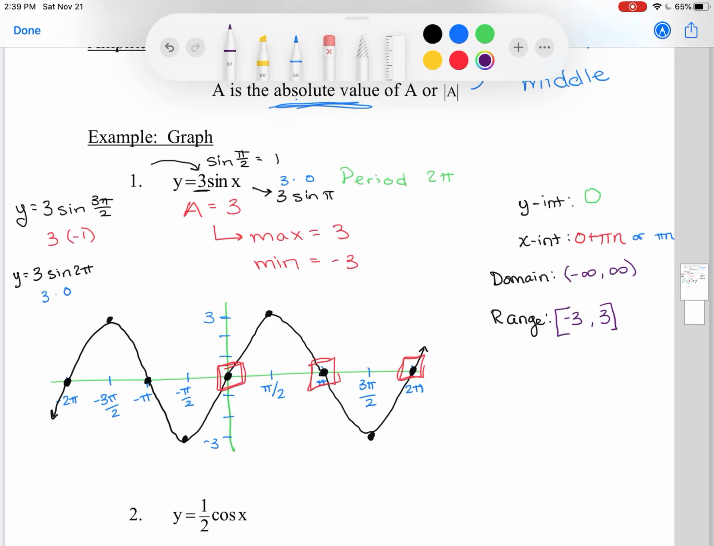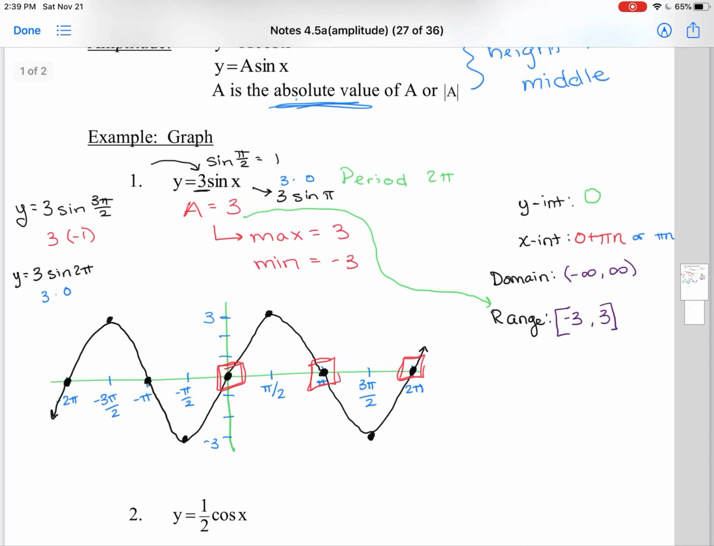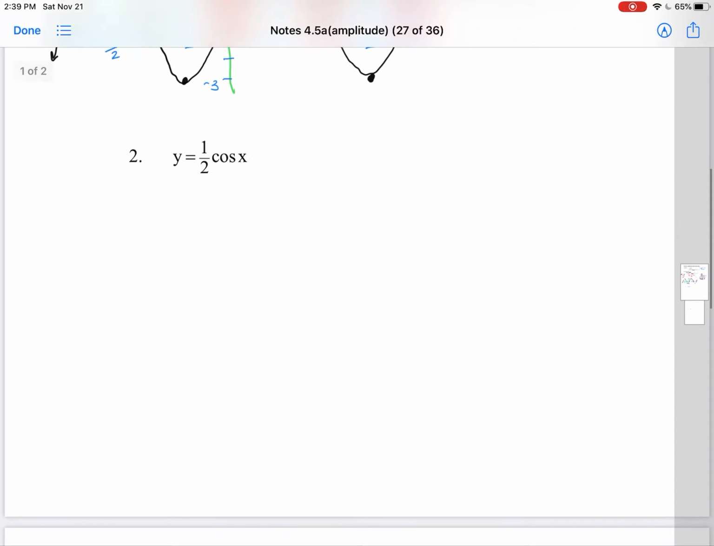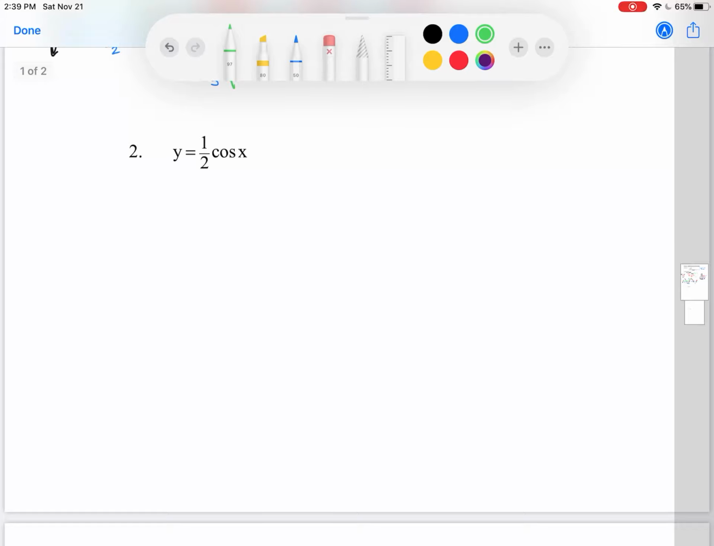Your range, your highest to lowest portions, or your lowest to highest, that's the order in which we want to go. Your lowest y value is going to be negative 3, while your highest y value is going to be positive 3. And then we want to put brackets around those. So if you were to take a look at this first question, I want you to relate that your amplitude is always going to play a role with your range. All right, that's one thing to keep in mind as we go through.